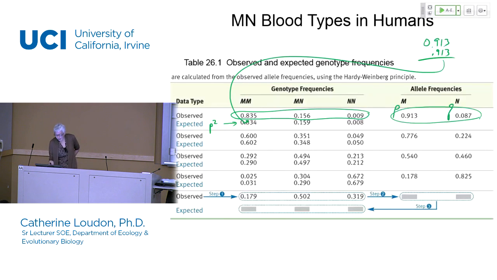So yeah, this is straight out of Hardy-Weinberg. So this is 2pq, q squared, and this is p squared, for just these expected numbers, that's all. Any other questions?